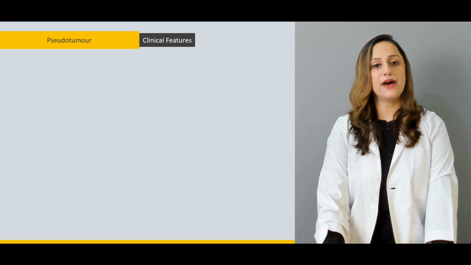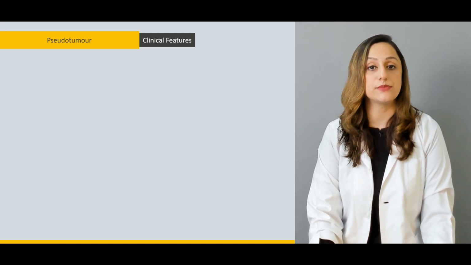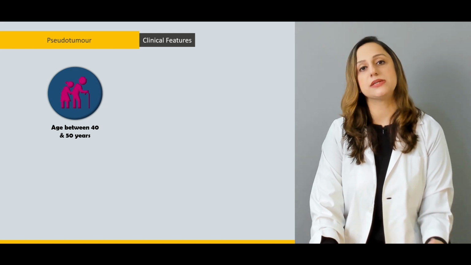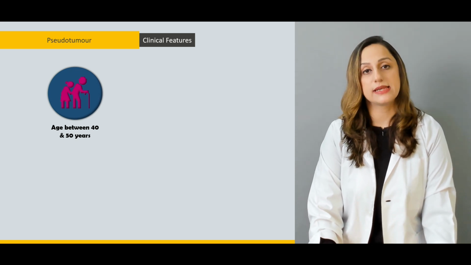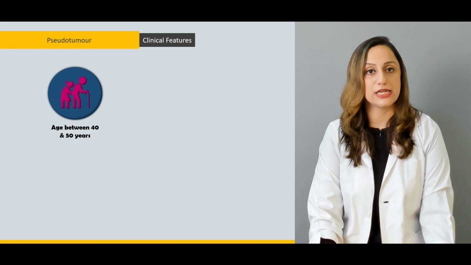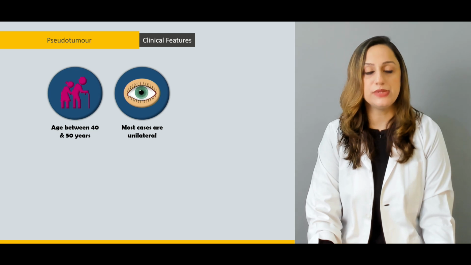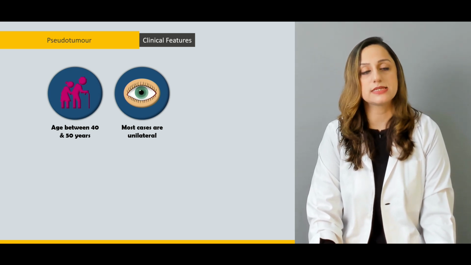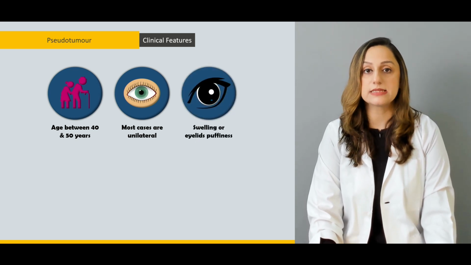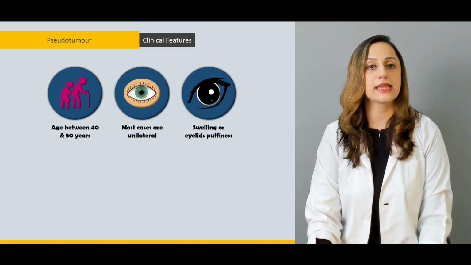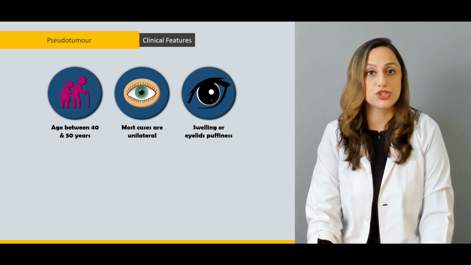Now, moving on, we have the different sorts of clinical features for these pseudotumorous conditions. The patient would usually present, and the age limit is not quite strict in these individuals, but usually the patient lies between the 4th and the 5th decade of life. Most cases we come across are unilateral, but of course it can be a bilateral condition. In a few cases, there is swelling or eyelid puffiness noted. Obviously, this condition can be mimicked by a bacterial, a viral or an allergic condition.